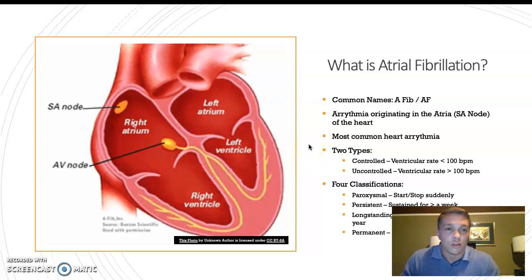There are two types of AFib. There is controlled AFib, which has a ventricular rate of less than 100 beats per minute, and there is uncontrolled ventricular rate, which is greater than 100 beats per minute. There are four classifications of AFib. There's paroxysmal atrial fibrillation, which is start, stop, suddenly, very rapid, very sporadic. And there's persistent AFib, which is sustained for greater than a week, long-standing persistent, which is sustained for greater than a year, and permanent or chronic AFib.